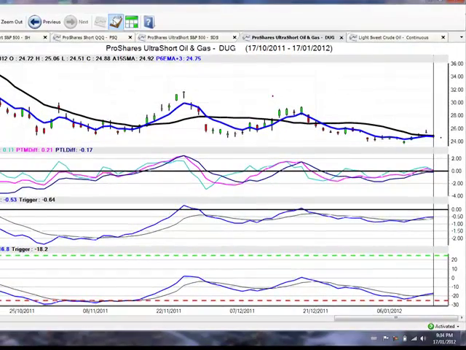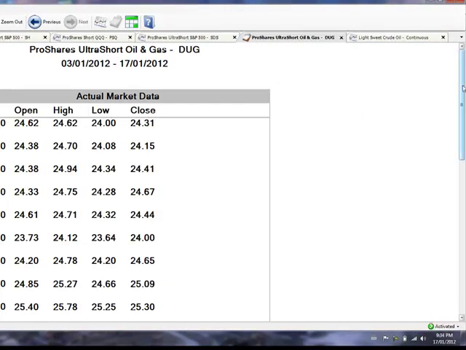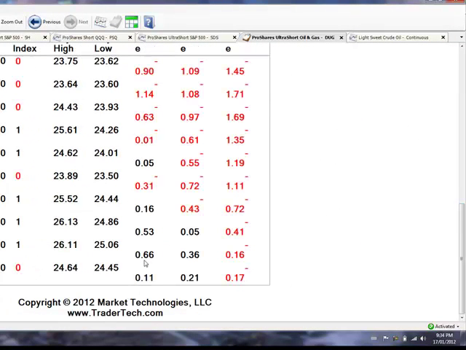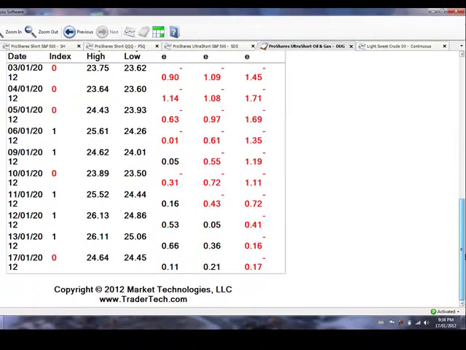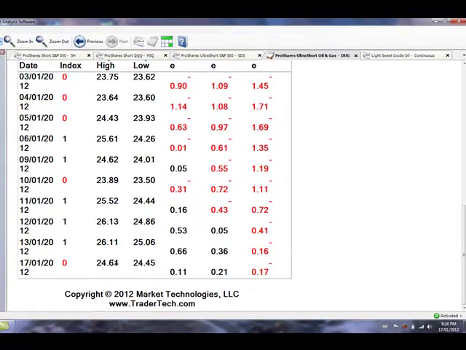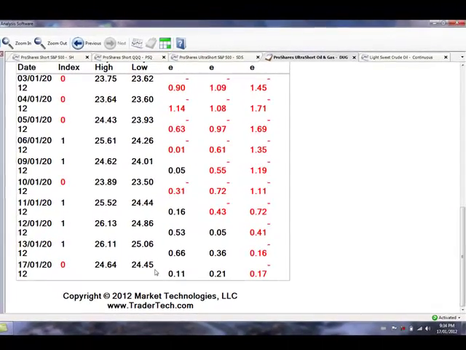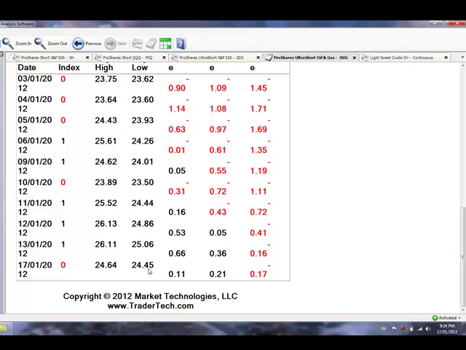So we're going to have to be patient on this one, but I think it's got the probability of a very, very good payday. Now for tomorrow, we're looking at a range of 24.64 to 24.45 with a close of 24.88. So this is saying we're going to have kind of a weak open here. The neural index is down, which is fine. So on a move down to 24.45, we're going to use that as a buying opportunity.